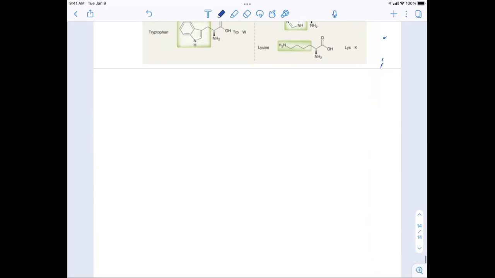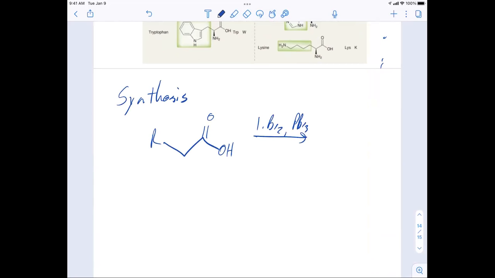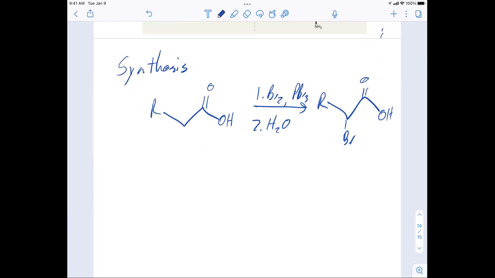Yeah, there you go. So synthesis. Some of these are review. This first one is, if I take an acid, I can use bromine and PBr3, followed by water. Okay, and this is the Hell-Volhard-Zelinsky reaction. And then all I need to do is take that bromide and now add an excess of amine.